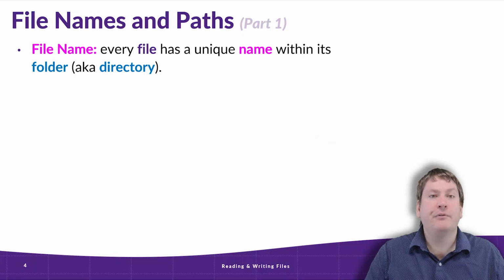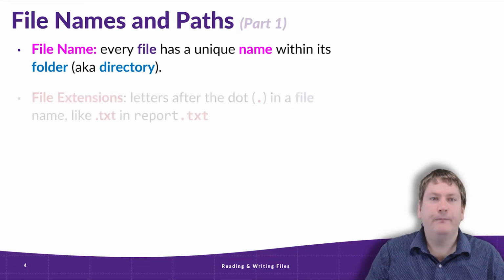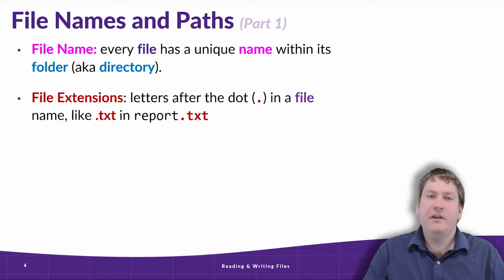Next, we need to know how we refer or reference a specific file. And we typically do that through its file name. So every file on your computer is going to have a unique name within its specific folder. We also sometimes call that a directory. And when you're looking at files, you'll often notice that their name contains what we call a file extension. These are those letters that occur at the end of the file name, and they usually follow a dot character.